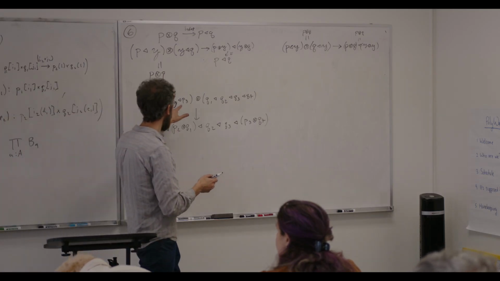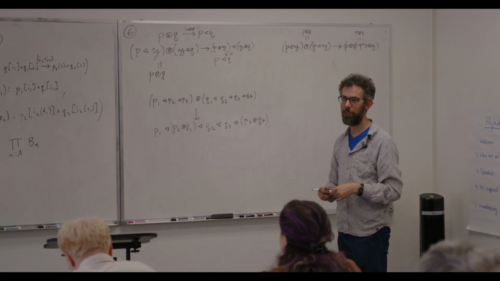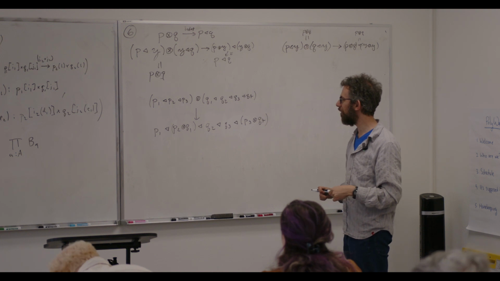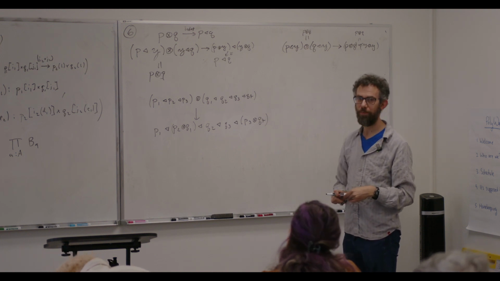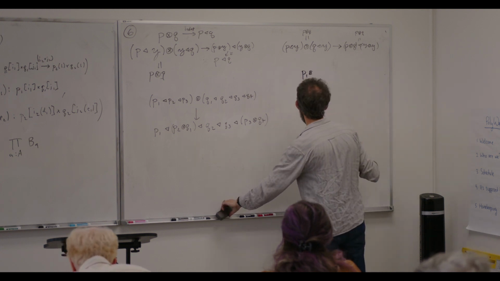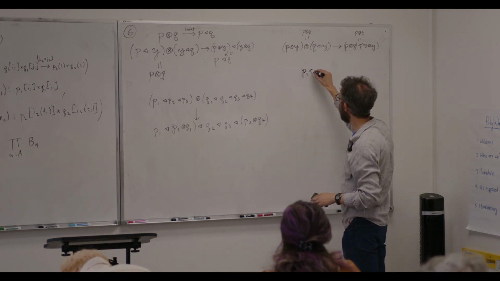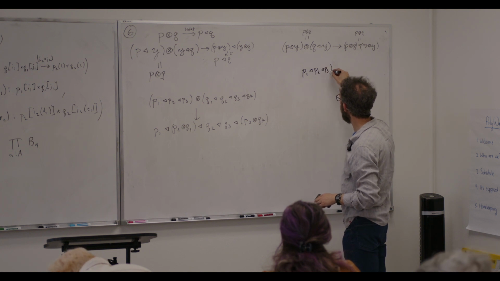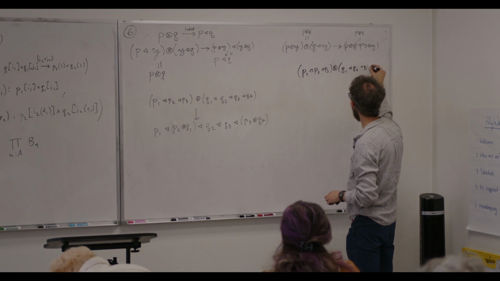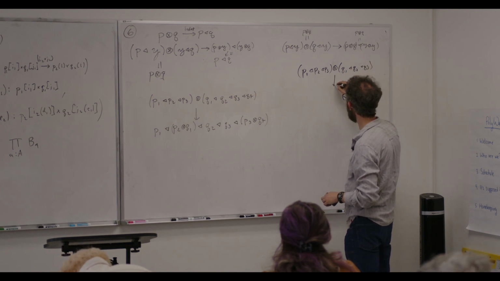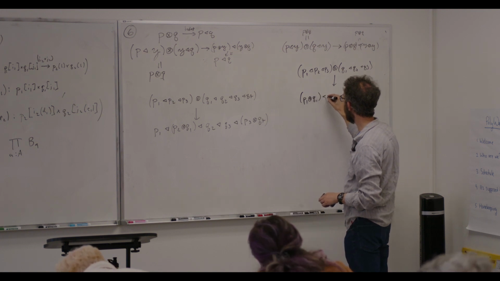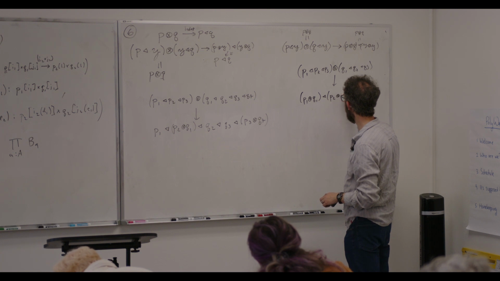Okay, did anybody find a map like this? Or was it just too weird and you didn't care? That would be fine. But can anyone guess? Maybe I should do this one first. If you have P1 composed P2 composed P3 tensored with Q1 composed Q2 composed Q3, do you believe that you get a map to P1 tensor Q1 composed P2 tensor Q2?